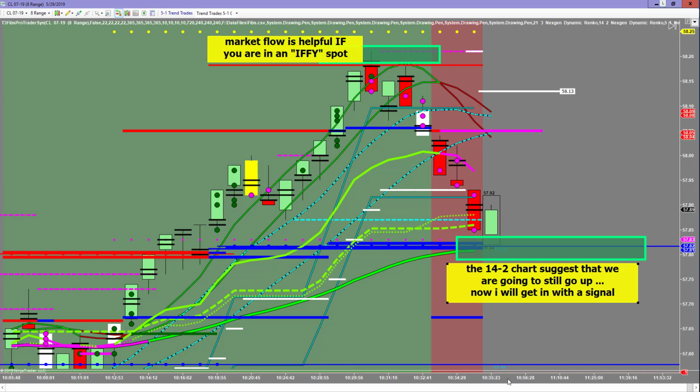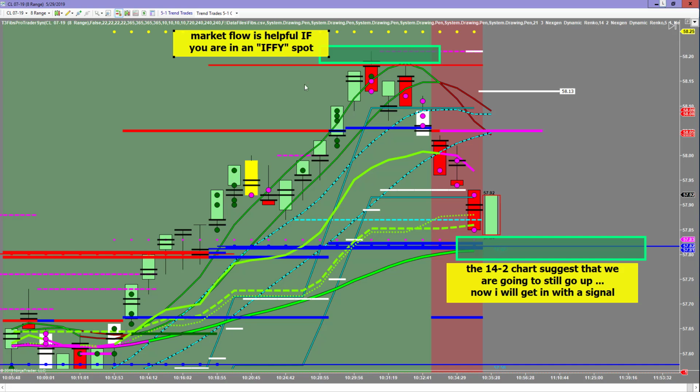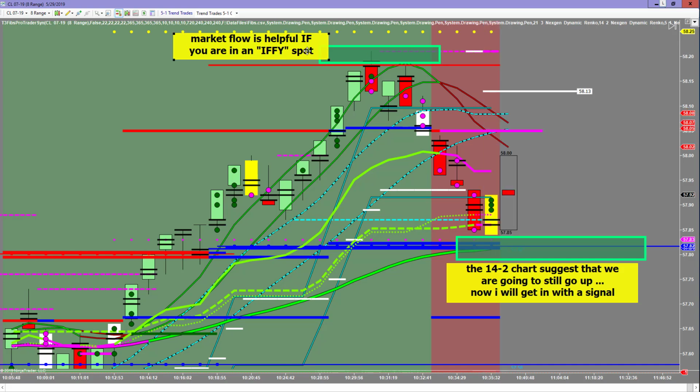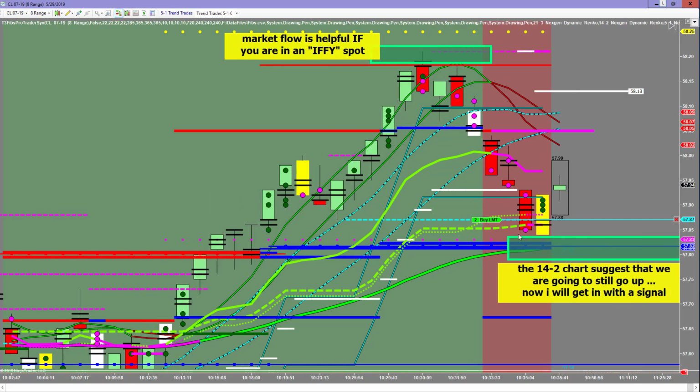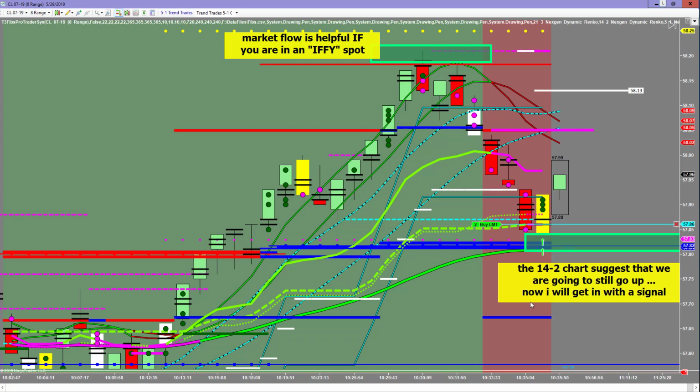You guys understand that? When it's not iffy and it's perfect and there's nothing against you, then you don't have any reason to worry, right? If you're trying to get in at a spot and you're saying, hey, I need to have a signal like a market flow signal, this is where it might become beneficial for you.